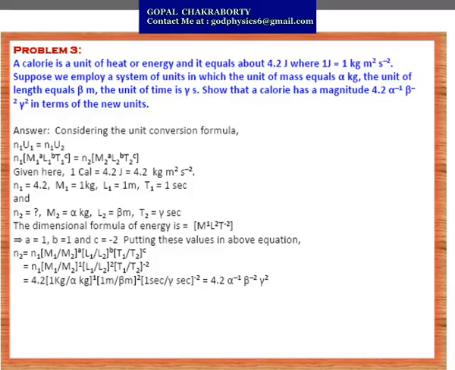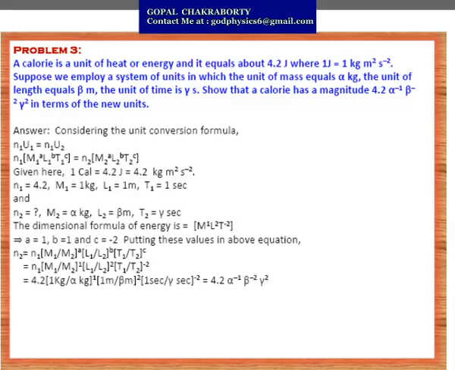Now what is given? 1 calorie equals 4.2 joule, that is equal to 4.2 kg meter square per second square. Now n1 equals 4.2, capital M1 equals 1 kg, L1 equals 1 meter, T1 equals 1 second. And M2 equals alpha kg, L2 equals beta meter, T2 equals gamma second. So you have to find out the value of n2.